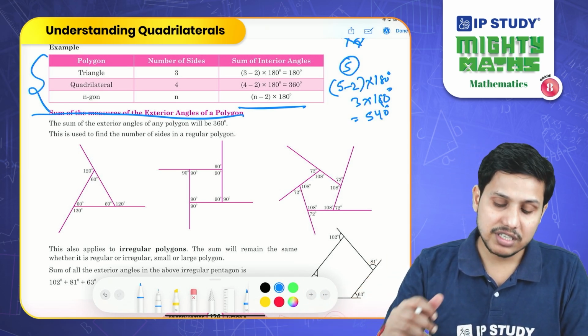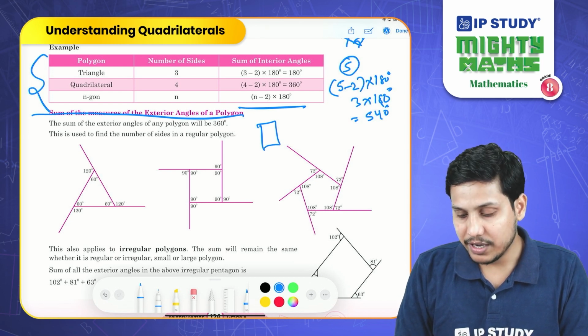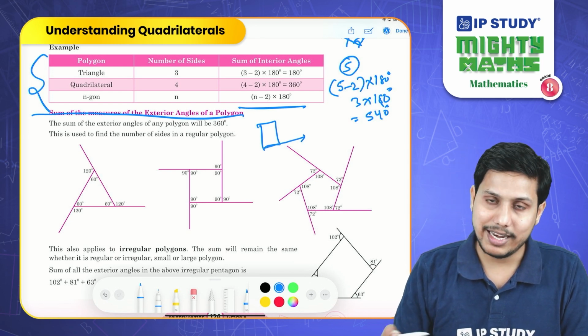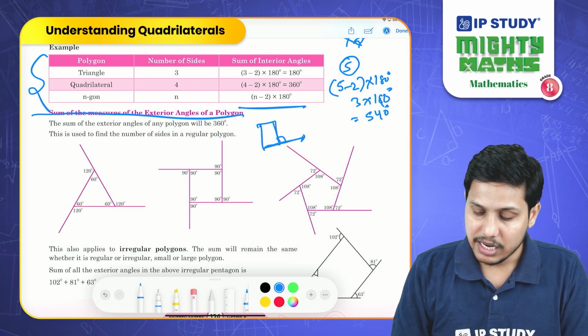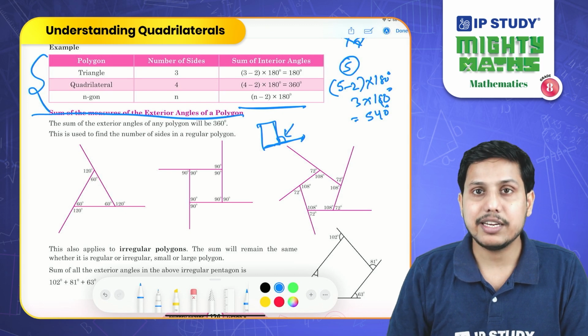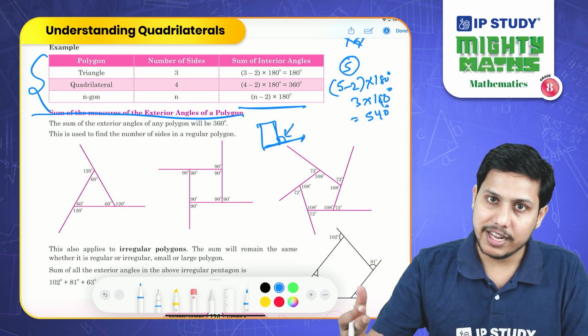But in case of exterior angles, what is an exterior angle? Let's suppose we have a polygon and we extend a side in any one direction, then the angle formed by the other side and the line that we have extended is called the exterior angle. So if there are 4 sides, there are 4 interior and 4 exterior angles.